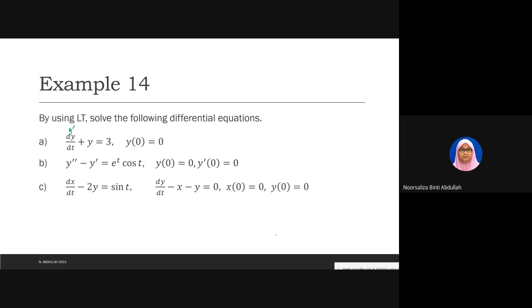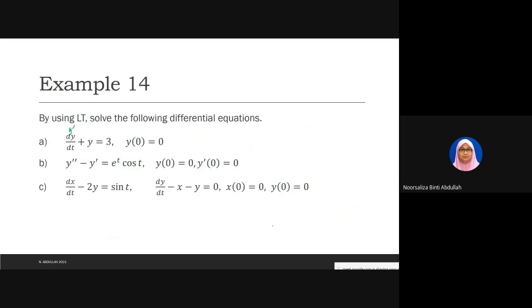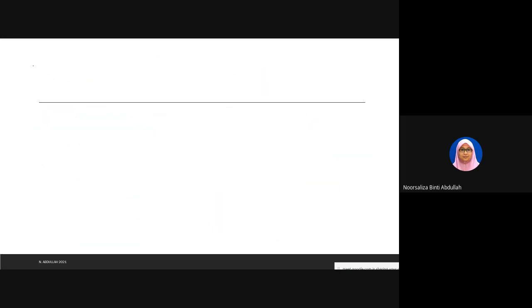Okay, if you understand, let's look at the second example. The second example is y double prime minus y prime equals to exponent t cos t, and given the initial conditions y(0) equals to 0, y prime(0) equals to 0. So here you have y double prime(t) minus y prime(t) equals to exponent t cos t.